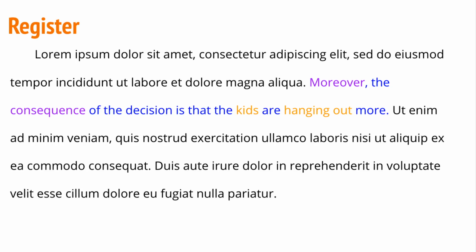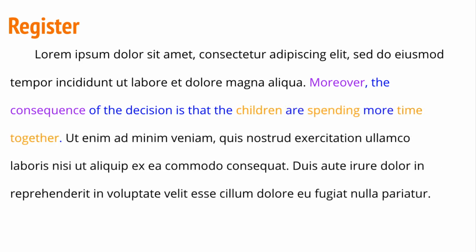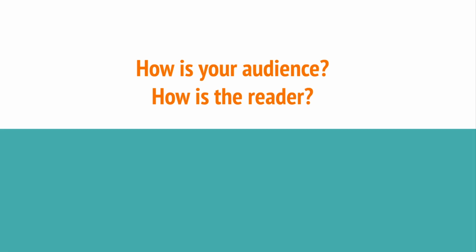Now, which is correct? Well, that depends on the kind of writing that you're doing. So let's say that this is a more formal piece of English, maybe an academic piece of English. So we could change the orange writing into something more formal. So children and spending time together instead of hanging out. But equally, we could change moreover and consequences. Because the big question is, who is your audience? And who is the reader?